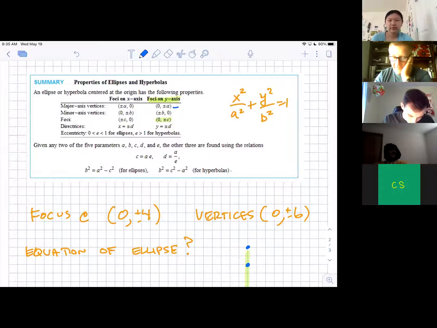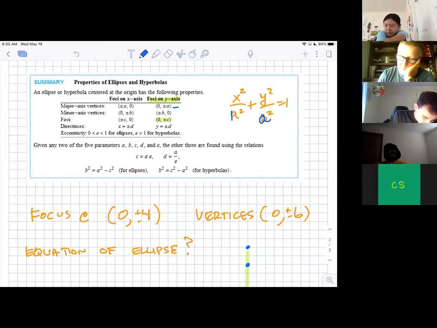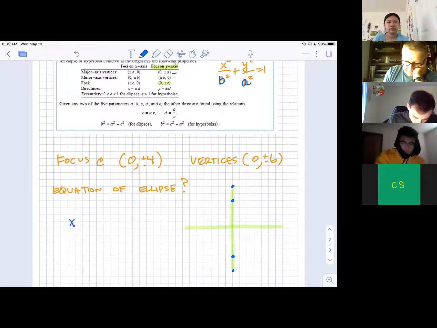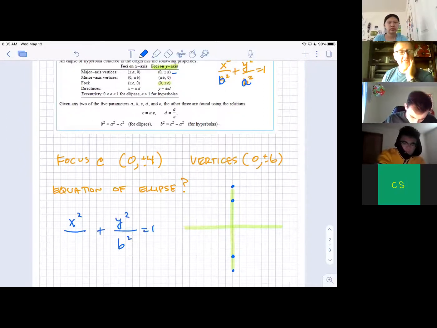So in this case, I guess they're saying the a value has to go with the y. In other words, I guess they want me to switch this. That's kind of the idea here, which is a little bit annoying. I find that kind of stuff hard to keep straight. So cool, that means I already know what a is. It's 6. So the equation so far is x squared over something plus y squared over 6 squared. I know most of the equation right now. I just need to know what that other value is.